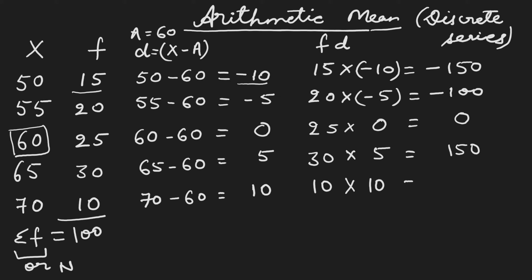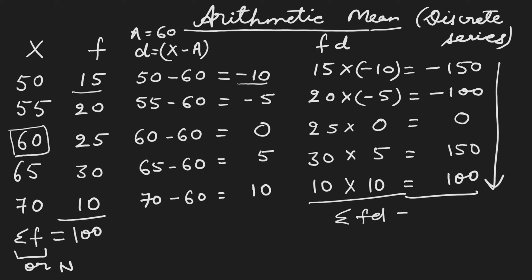So 10 multiplied by 10 is equal to 100. Now if we sum all these values of fd, we will get 0. So here summation fd is equal to 0. Now we will put all these values of A, summation fd and summation f in the formula, and we will see what answer we get.